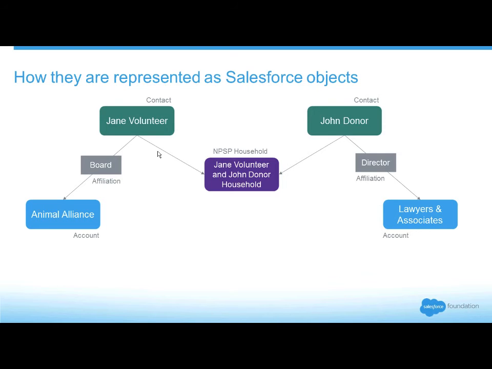So Jane and John are contacts, okay? And the organizations that they volunteer and work for are account records. And their relationships with those organizations are tracked through affiliation records. And then they share a Nonprofit Starter Pack household record. But here's one of the reasons why you need to care about the account model. Because in fact, Salesforce requires that every contact must have a relationship with an account.